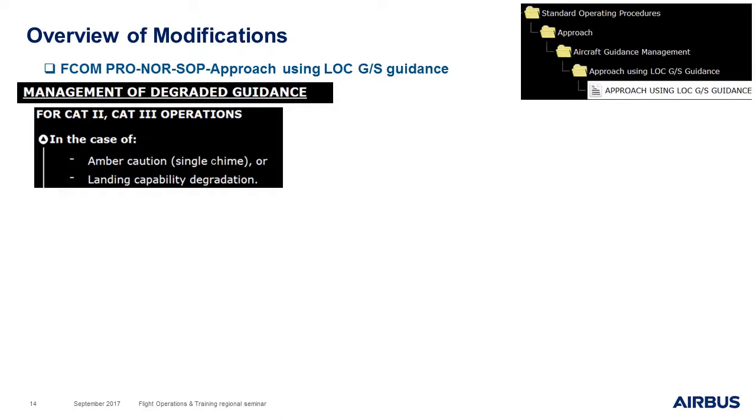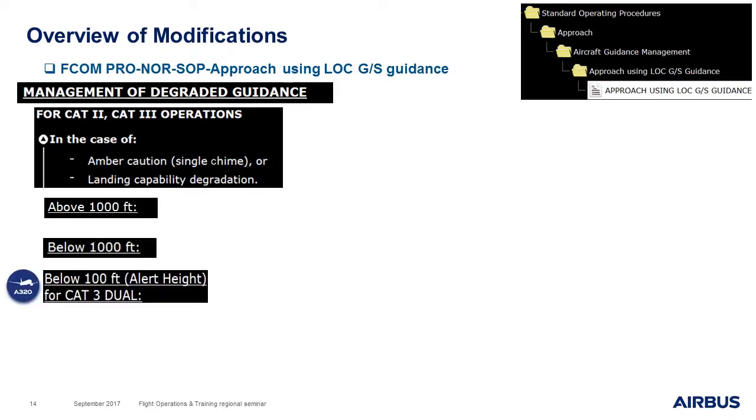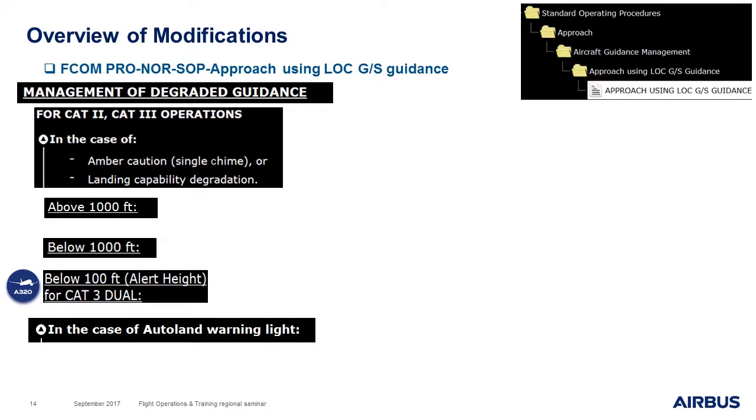Let's now have a look at the actions that should be performed in case of failure. So for CAT2, CAT3 operations, in the case of amber caution single chime or landing capability degradation, you have these three steps: above 1000 feet, below 1000 feet, and below 100 feet for CAT3 dual landing capability. And on top of that, we will cover the autoland warning light.